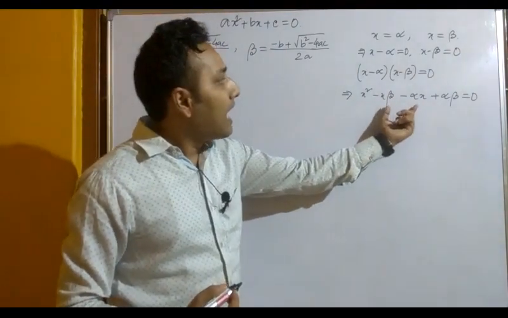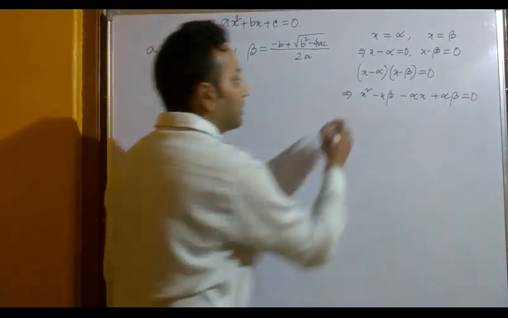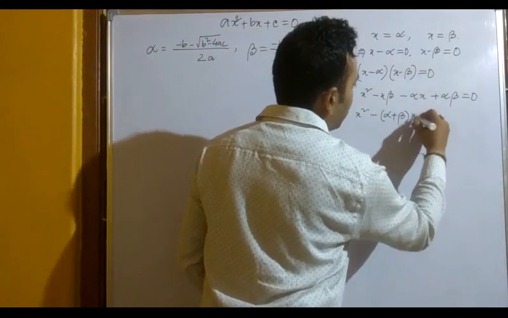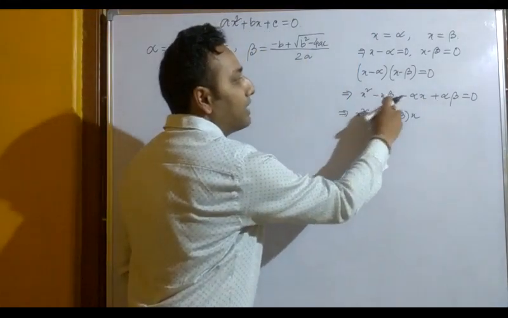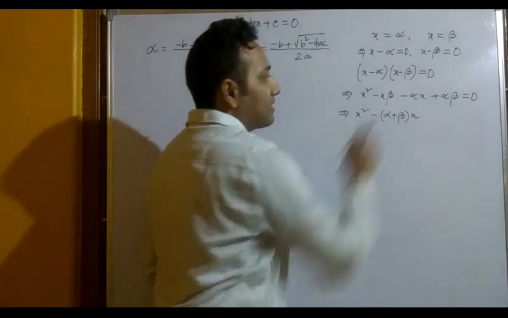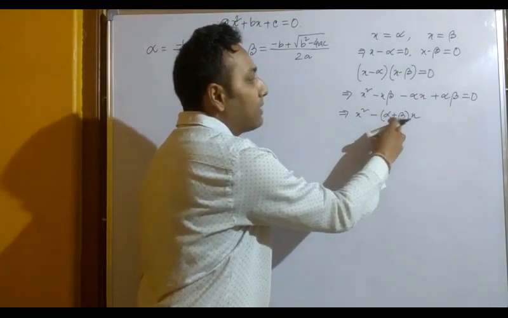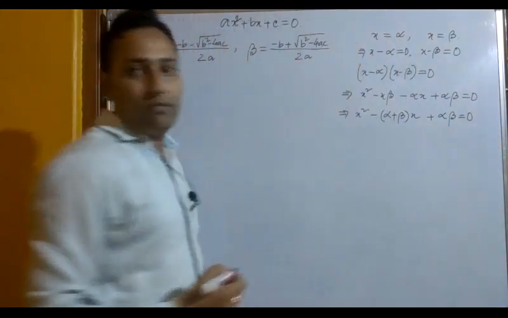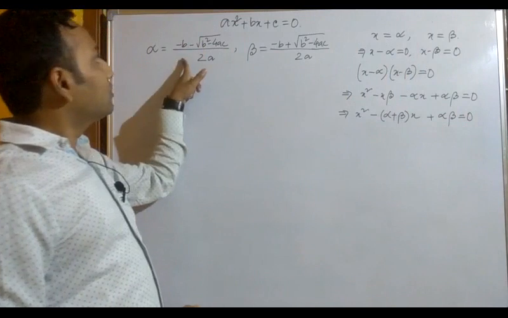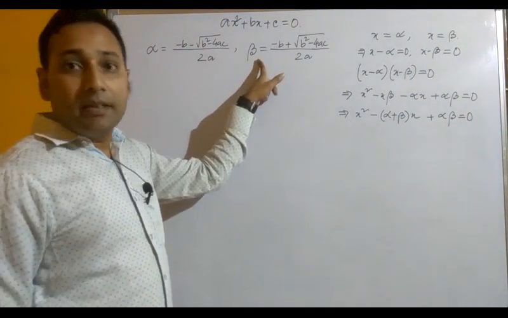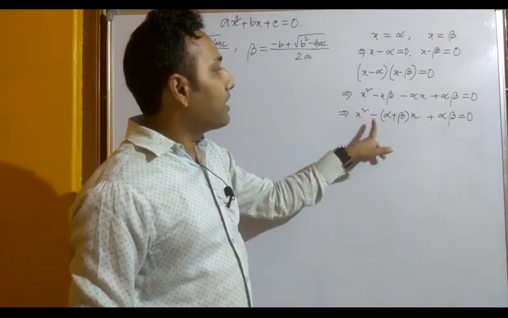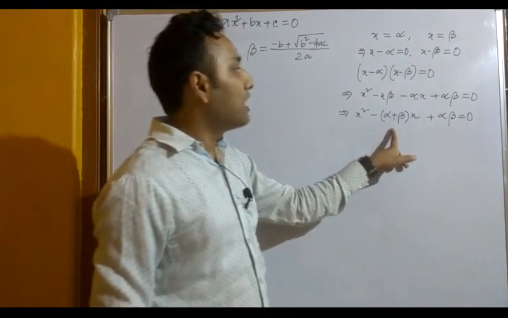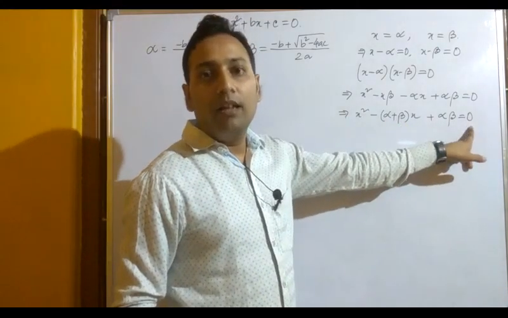Now suppose from here I take minus x common, then what will remain? You see, x square minus alpha plus beta into x. If I take x common, then here what will remain? Minus beta, and here will remain minus alpha, and I have taken minus common, so it will become alpha plus beta into x, and here alpha beta is equal to 0. So let us come back to the first point. This root I have considered as alpha and this root as beta. So the equation becomes x square minus the sum of the roots, alpha plus beta. One root is alpha, another root is beta. So the sum of the roots is alpha plus beta, and here it becomes the product of the roots.